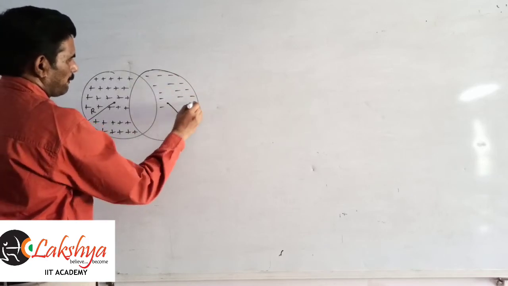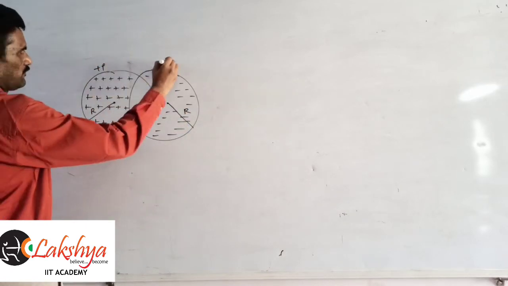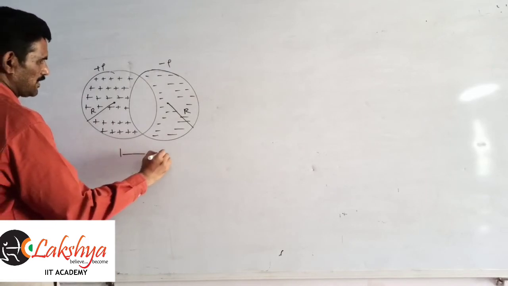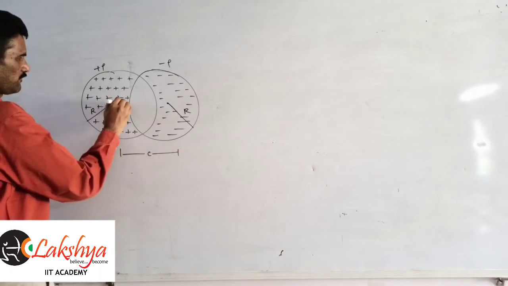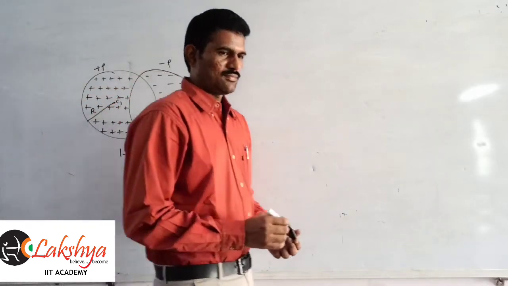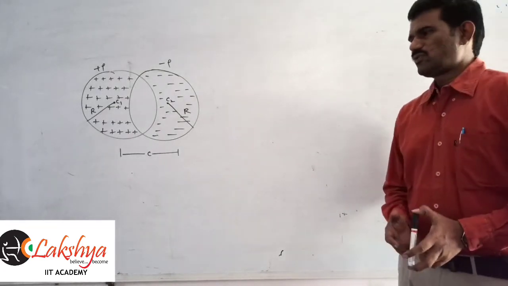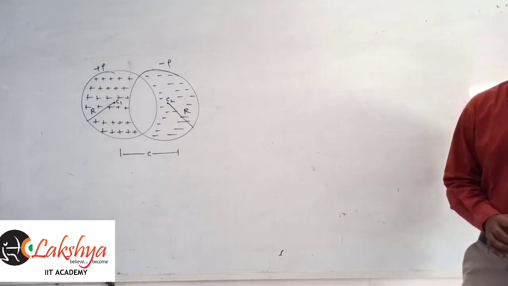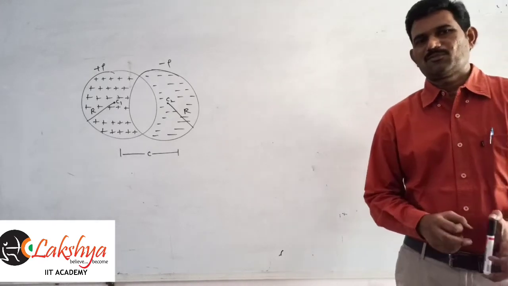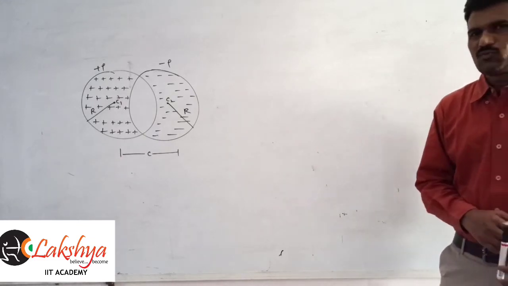Assume that these two spheres are overlapping on each other as shown in the figure. Find the intensity of electric field at any point in the superposing area, or in the superposing space, superposing volume. So at any point in the superposing space.